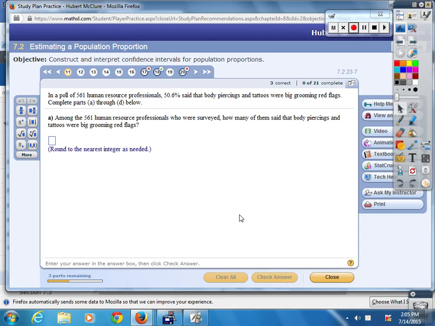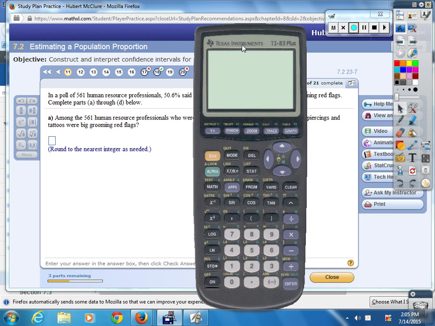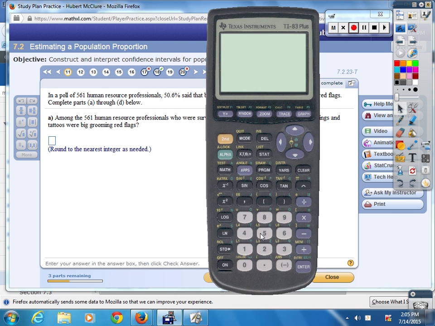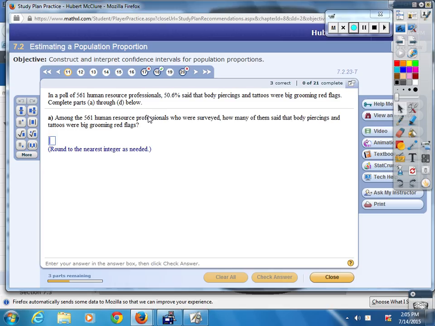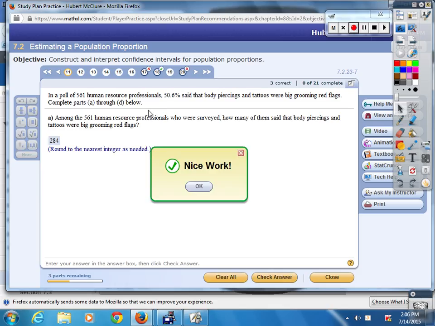Well, A is real simple. You take 561 and multiply it by 50.6%, or 0.5060. So that's how you do A. That's not too difficult. So take your handy dandy calculator and take 561 multiplied by 0.5060. I got 284. Is that what y'all got? It's a miracle.